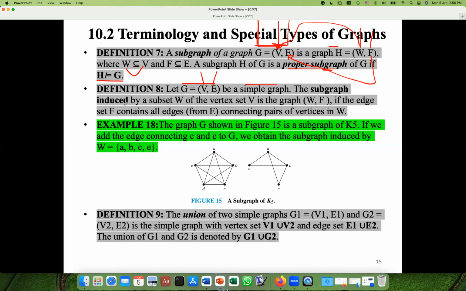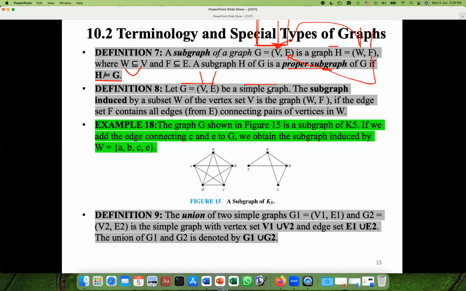And then the induced subgraph. Now you have another term. There would be some subgraph which you will extract from the main graph, but that graph now we will call an induced subgraph. When there is a term induced subgraph, it means that that subgraph is extracted from some other main graph, but it has some conditions. What are those conditions?